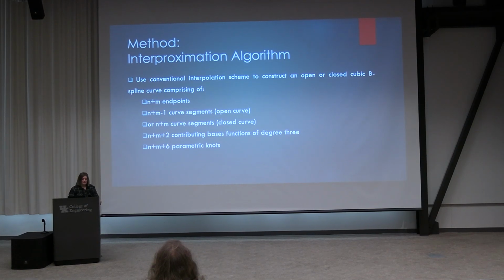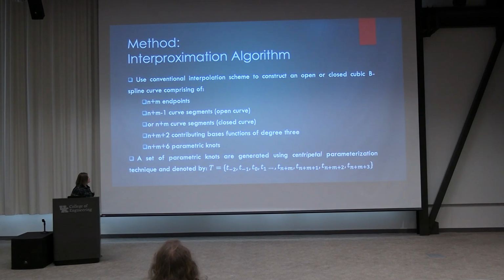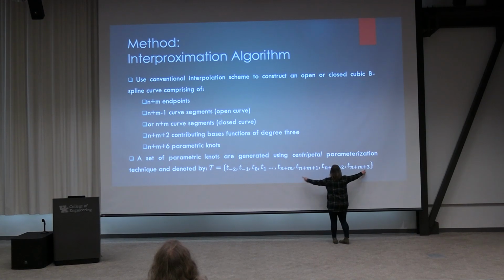And before we perform interpolation, we will parameterize the space, and we will represent that space by n plus m plus 6 parametric knots. 3 extra knots will be included because of the contribution from basic B-splines that start before our first knot and after our last knot. And we will represent parametric knots by a set T. And our t will start from -2, so extra 3 knots at the beginning and extra 3 knots at the end.